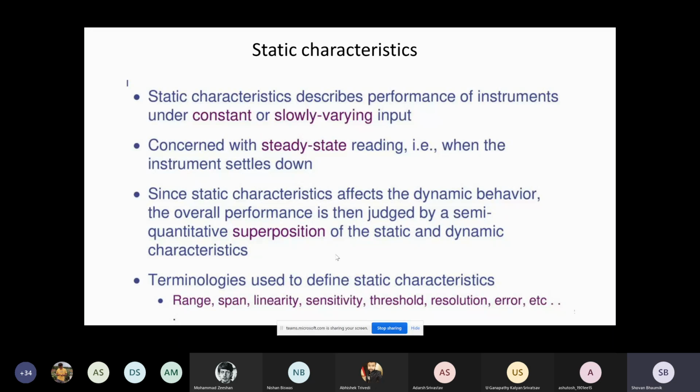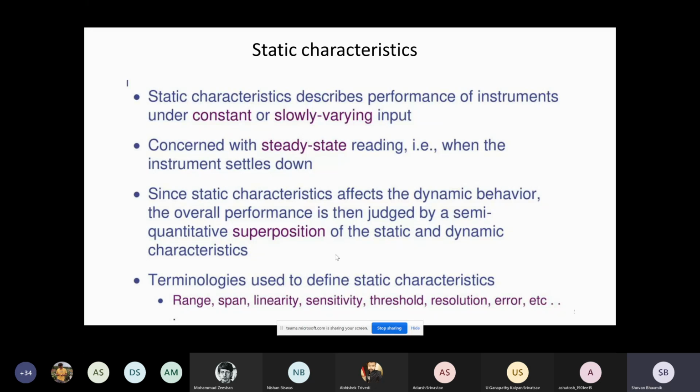So we are concerned with the steady state reading, which means that when the transient dies out and the instrument settles down to a value, then if we want to measure that steady state, that is obviously a static input. Since the static characteristics affect the dynamic behavior, the overall performance can be judged by the superposition of static and dynamic characteristics. That is always obvious.